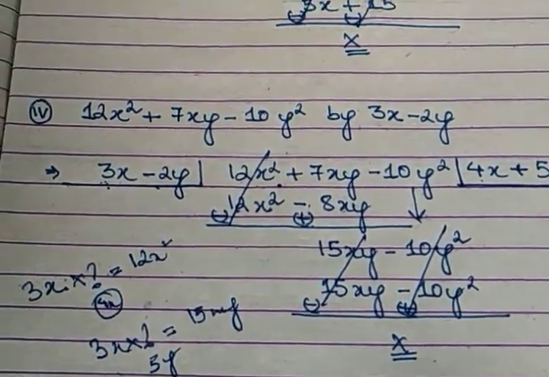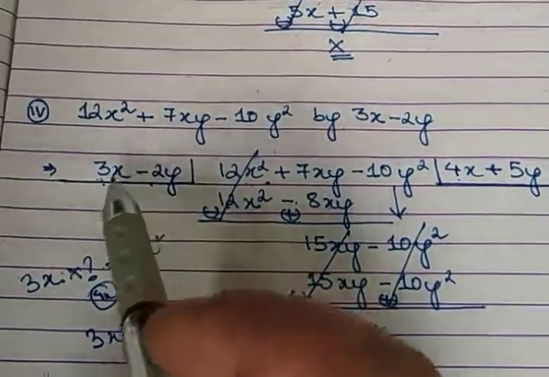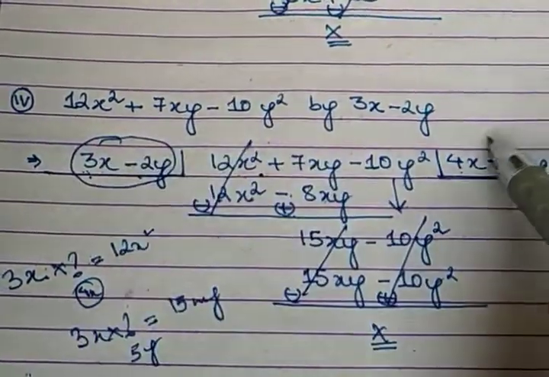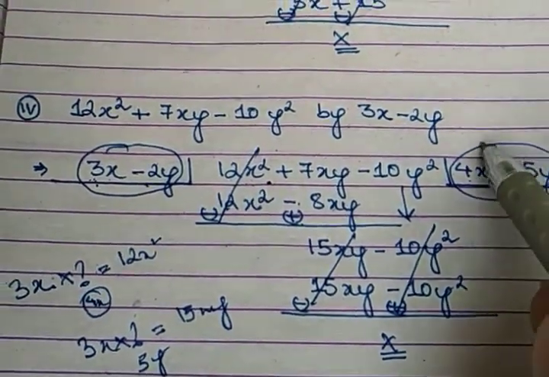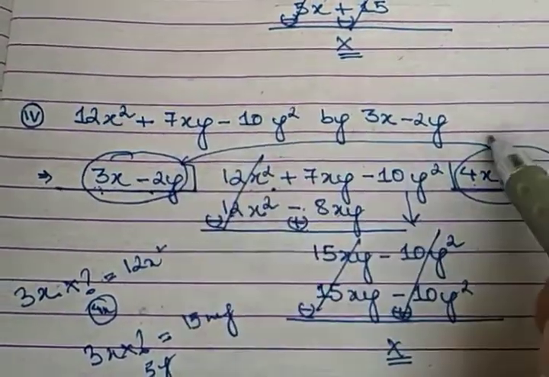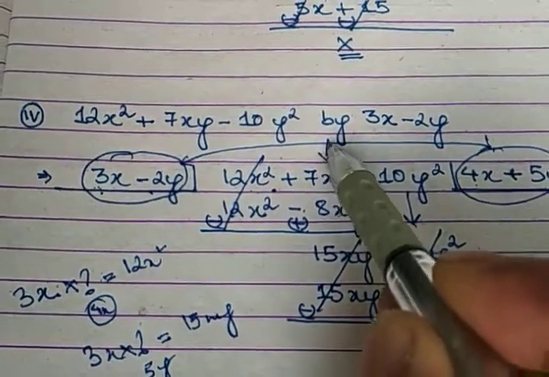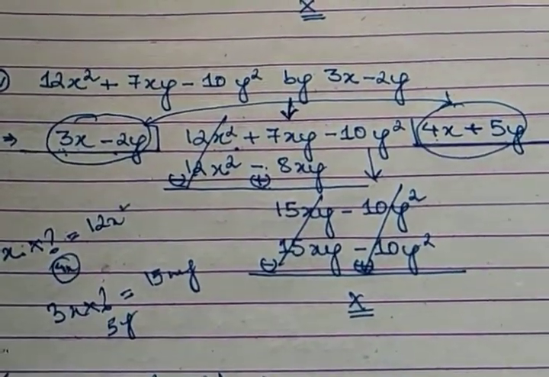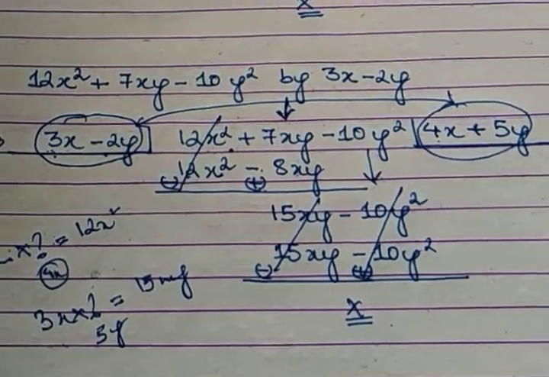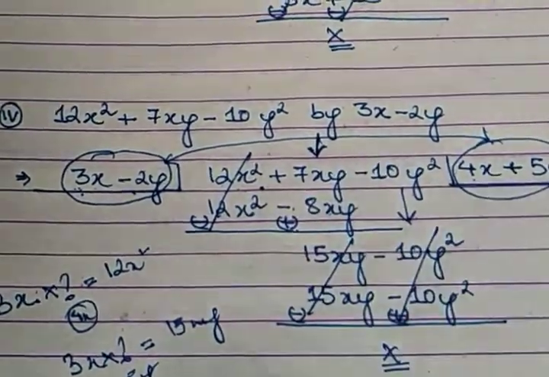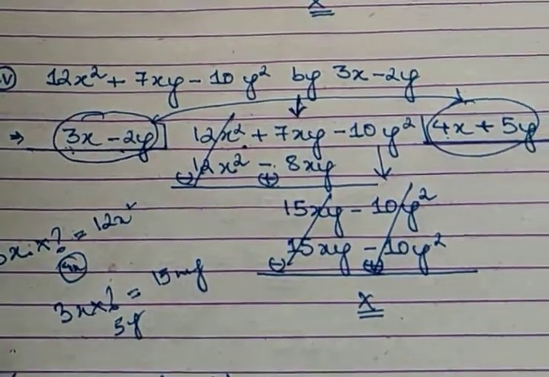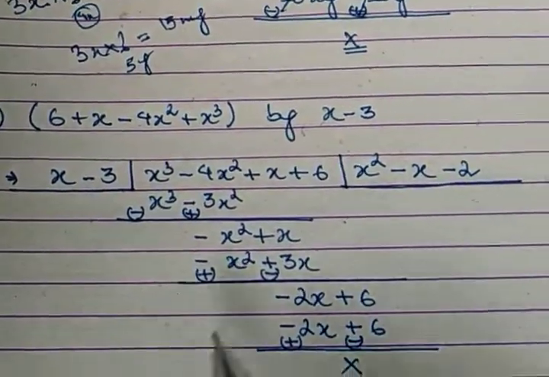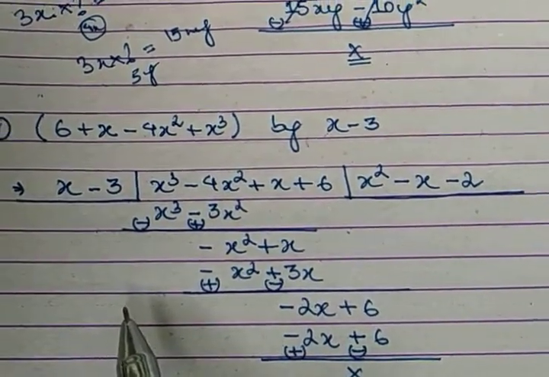And again I'm telling you once more, when you multiply the divisor and the quotient, they should give you the dividend. This way you can check your answer as well. If you multiply these two terms and you get the dividend, then that means your answer is correct as well.